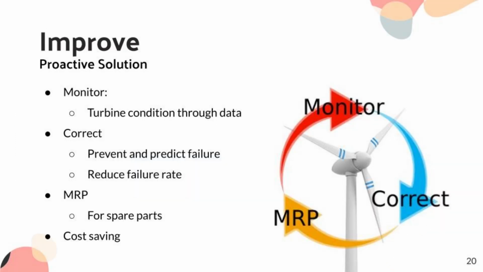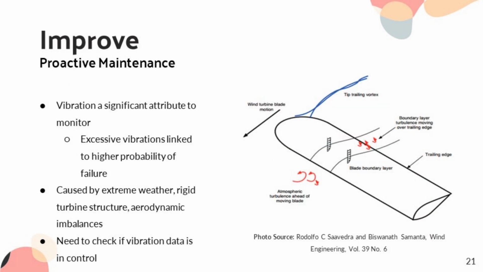To give a proactive solution, we create a 3-step maintenance cycle: monitor, correct, and MRP. This cycle will go around and around to reduce cost. Another example of monitoring is inspecting vibration on turbine, because vibration is a significant attribute that causes a turbine to fail.